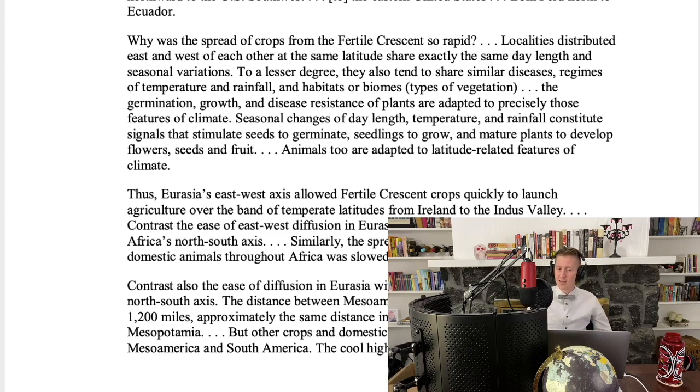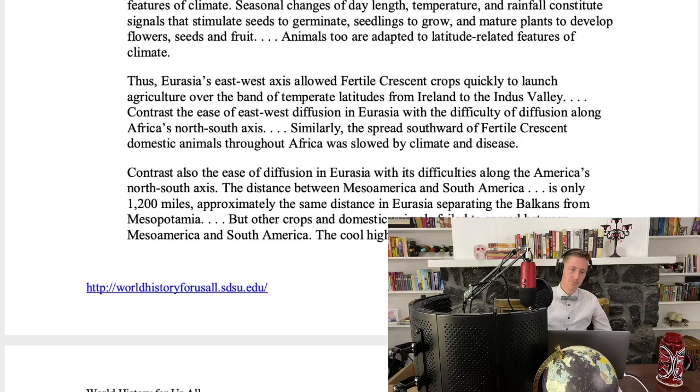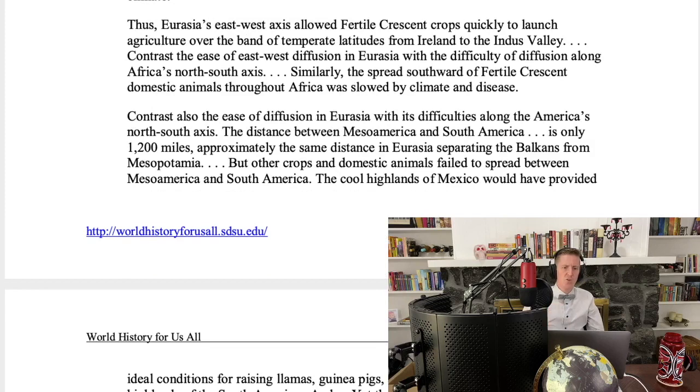Animals, too, are adapted to latitude-related features of climate. Thus, Eurasia's east-west axis allowed the Fertile Crescent crops quickly to launch agriculture all over the band of temperate latitudes from Ireland to the Indus Valley. Now, contrast the ease of east-west diffusion in Eurasia with the difficulty of diffusion along Africa's north-south axis. Similarly, the spread southward of Fertile Crescent's domesticated animals throughout Africa was slowed by climate and disease.